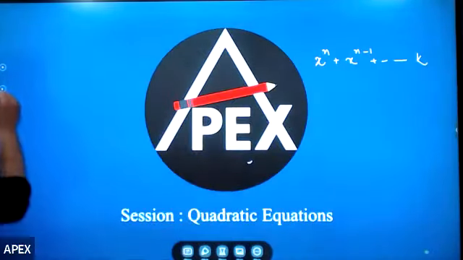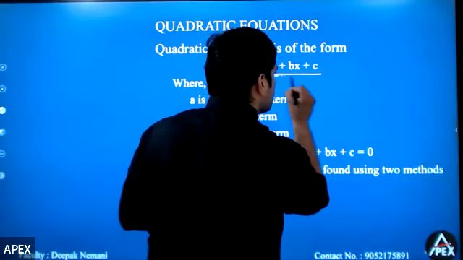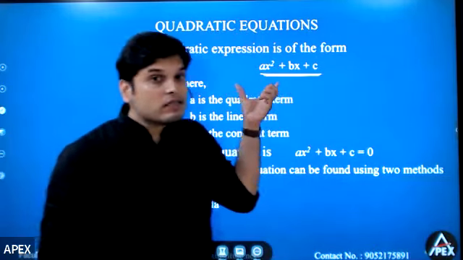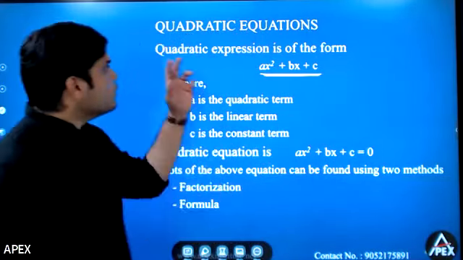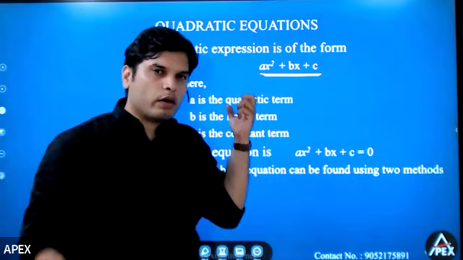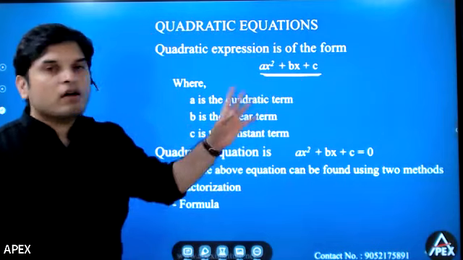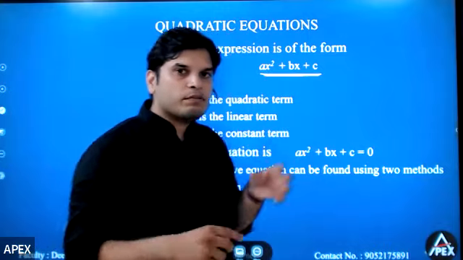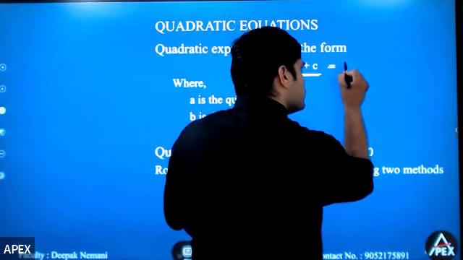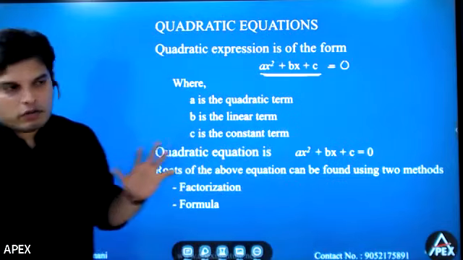Okay. So the general form of a quadratic expression will be ax square plus bx plus c. So this is an expression, guys. This is not an equation. Okay, so quadratic expression is of the form ax square plus bx plus c, where a is the quadratic term or quadratic coefficient, b is the linear term or linear coefficient, c is the constant term here. Okay, so how does this expression become an equation? So when you equate this to 0 or some number, okay, so you'll be having a quadratic equation.